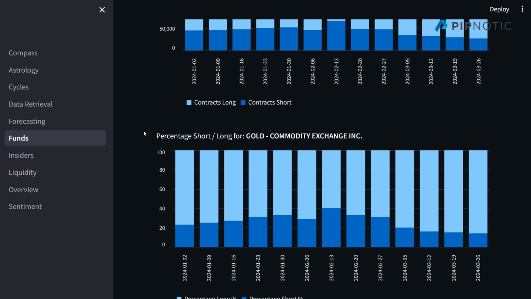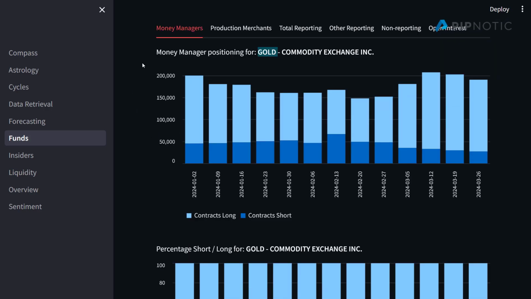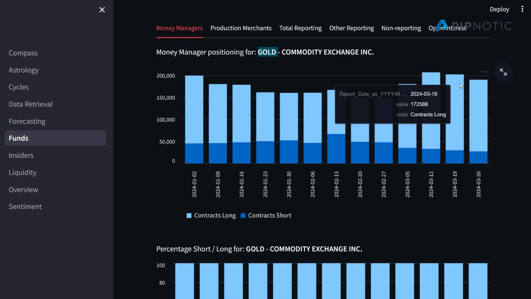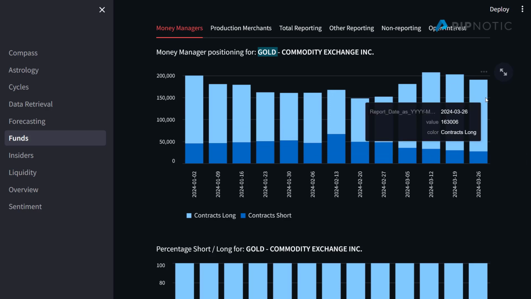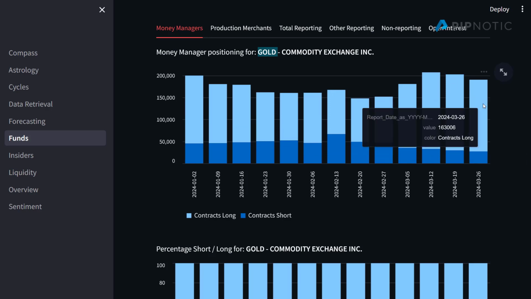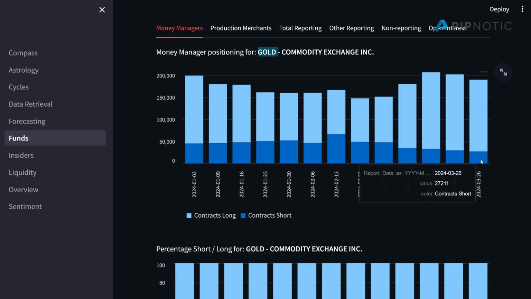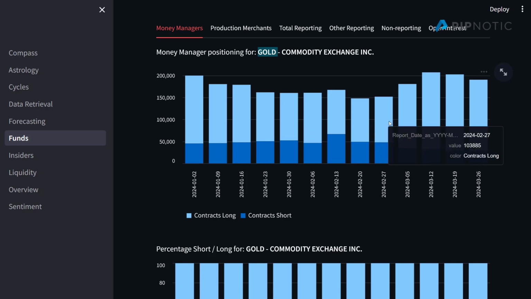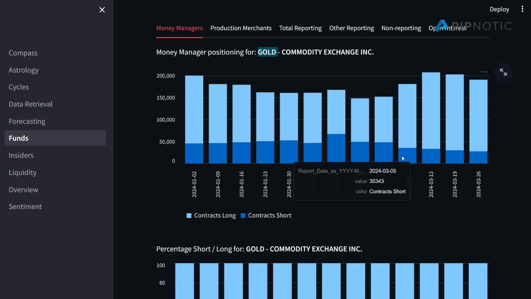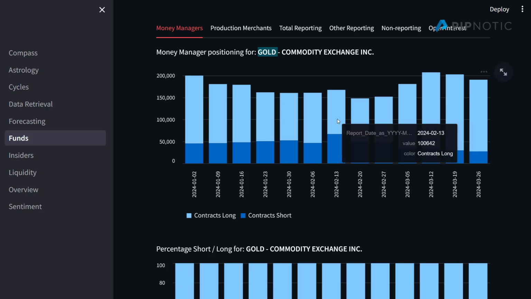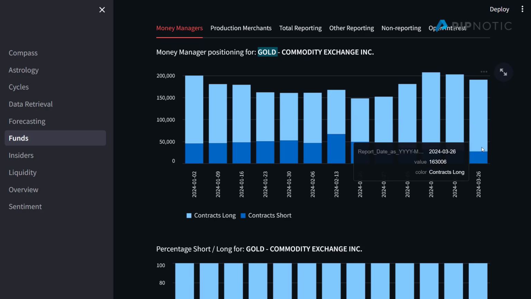If we have a look here, we have numbers of contracts. This is a week of data, and for long positions we have 163,006 long contracts. Short positions we have 27,211. There's a huge divergence in the number of long contracts relative to the short contracts. So what does that tell us? Well, that tells us that people are buying way more gold futures than they are selling. So that gives us a directional bias.